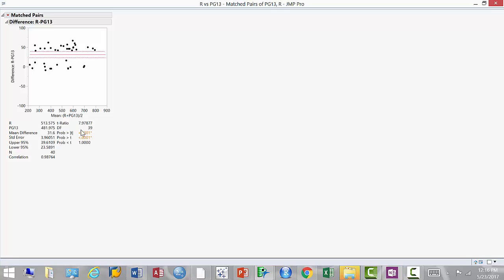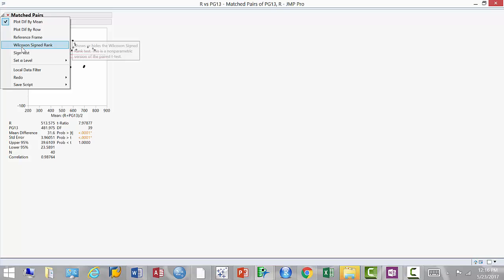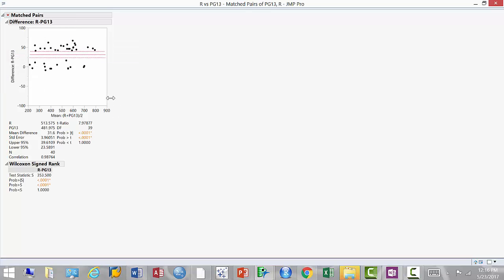By default, it gives me the t-test. This output basically tells me that if you're using a t-test, there it is, in front of you. But I'm not using the t-test. We just discovered that the differences are not normal, so the t-test is a no-go. Instead, we have to use the Wilcoxon signed rank test. Where is that? Here, I go to the matched pairs red triangle. Do you see that option, Wilcoxon signed rank test? That's the one.